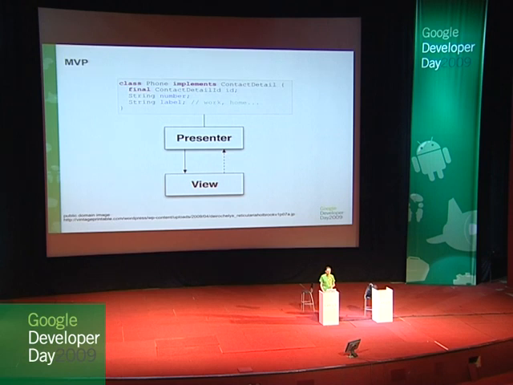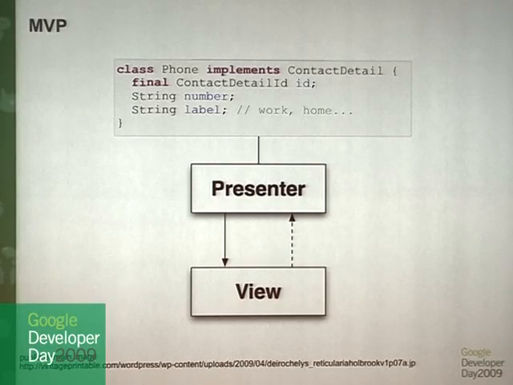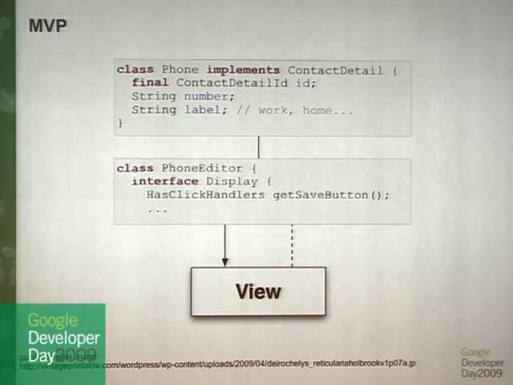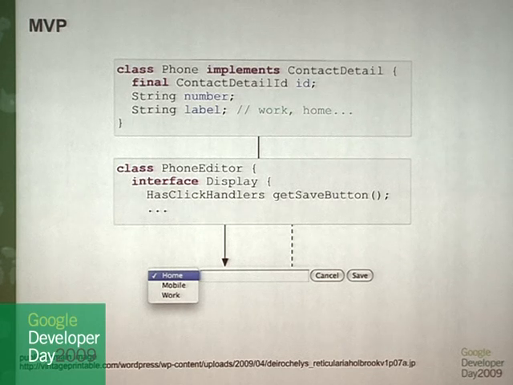So the model is simply that class you saw at the very beginning, where we have a name. So this is a contact detail. We have a contact detail ID, we have a phone number, and then we have a label, which could be a work number or a home number. The editor, or the presenter, looks like this. It defines actually the view interface. And then the view is just widgets in the browser. But all the logic fits in the presenter in that middle tier.